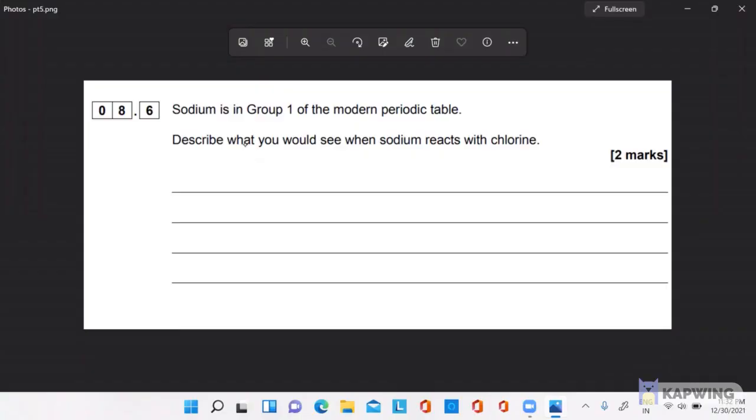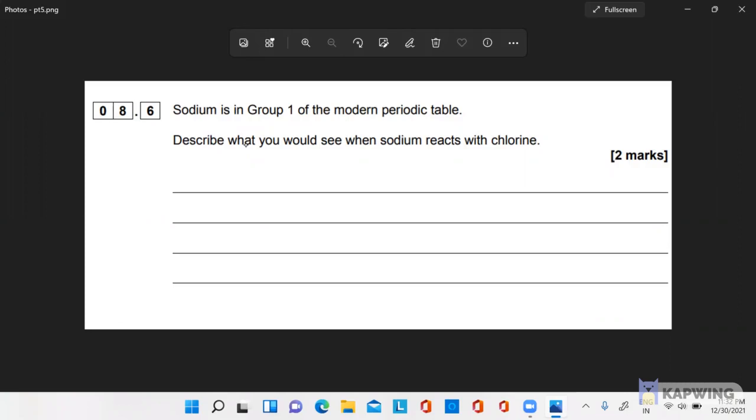Another question from AQA GCSE Chemistry Foundation Tier Paper 1, code F, Thursday 16th May 2019 paper. The question is question number 8.6, and the question tells us sodium is in group 1 of the modern periodic table. Describe what you see when sodium reacts with chlorine.